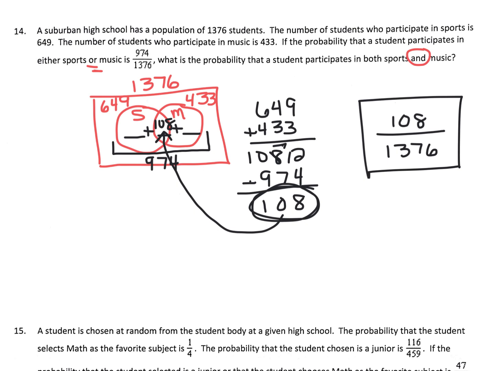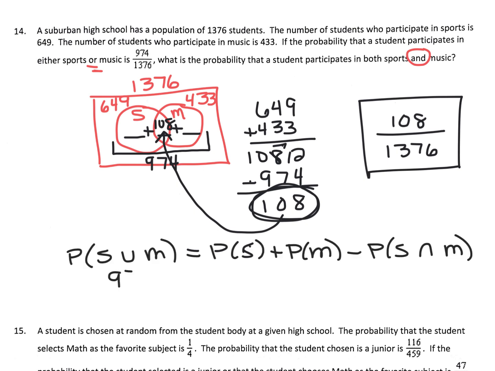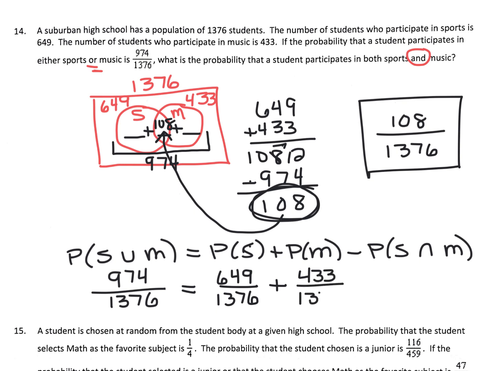All right, the other way you could have done this is you could have just used the formula, right? They give us the or. We know the probability that a student participates in sports is 649 over the total. And then we know the probability of music is 433 over the total. And then this is what we are solving for.